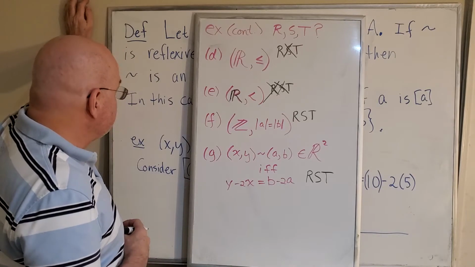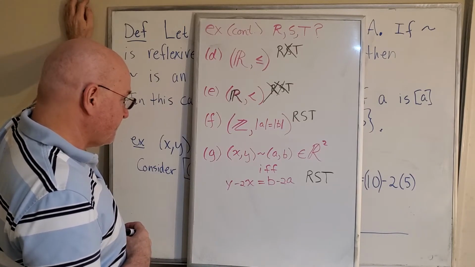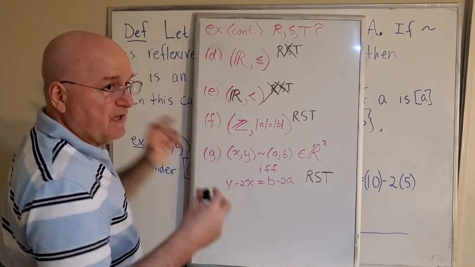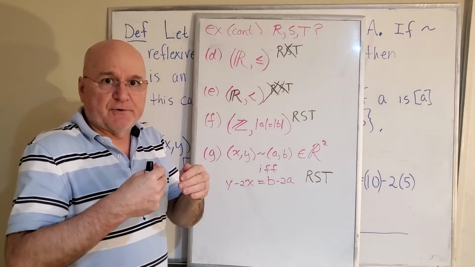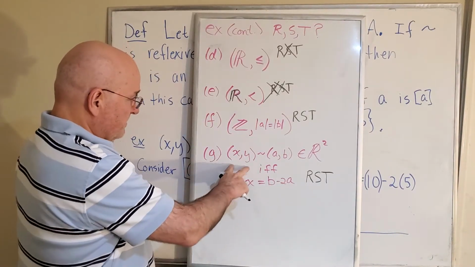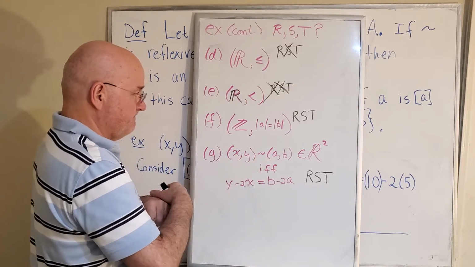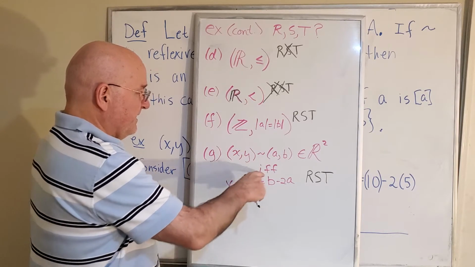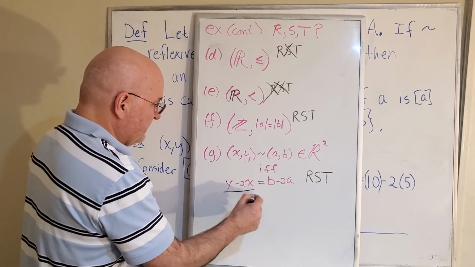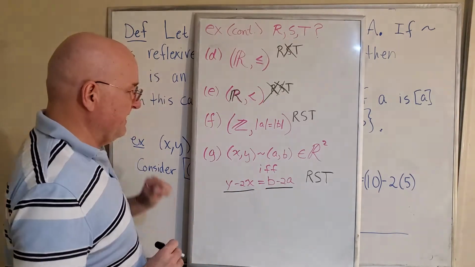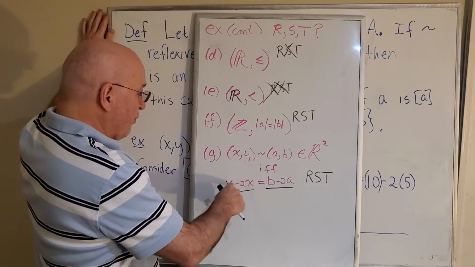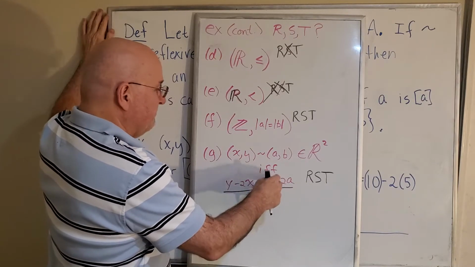Okay, this last example here is on R squared. So we're talking about ordered pairs of real numbers. (x, y) is related to (a, b) if and only if y minus 2x is equal to b minus 2a. Sorry, I said that backwards.